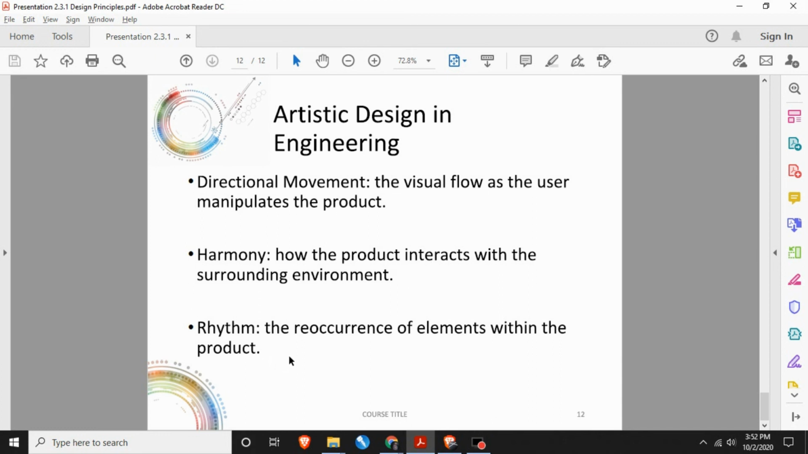And then rhythm, reoccurrence of elements within the product, patterns. A little bit harder to see that within cars, but in lots of other products, repetitions of buttons or patterns, just to give this whole visual appeal. So many of these different things all get factored into the design of the product, and so there's just a lot that you think of when you really get into designing something.